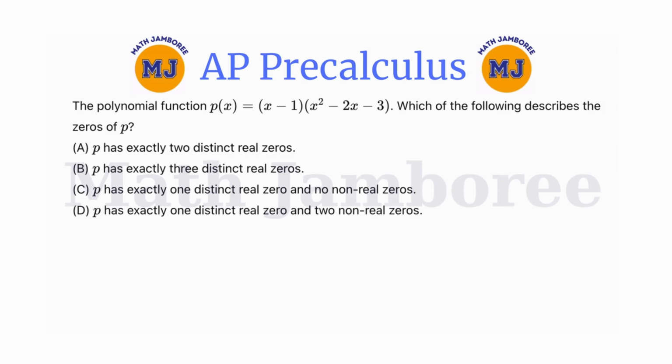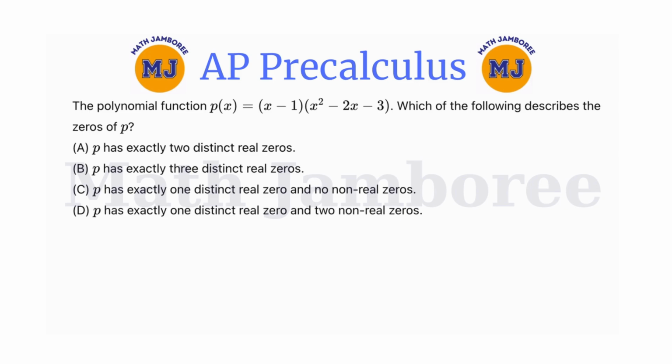The polynomial function p of x is given as x minus 1 times x squared minus 2x minus 3. Which of the following describes the zeros of p? A, p has exactly 2 distinct zeros. B, p has exactly 3 distinct zeros. C, p has exactly 1 distinct zero and no non-real zeros. D, p has exactly 1 distinct zero and 2 non-real zeros.